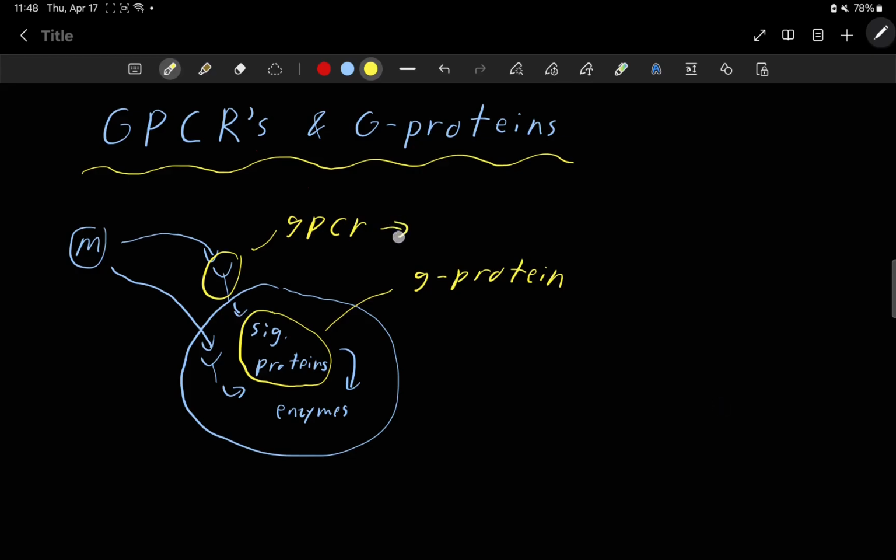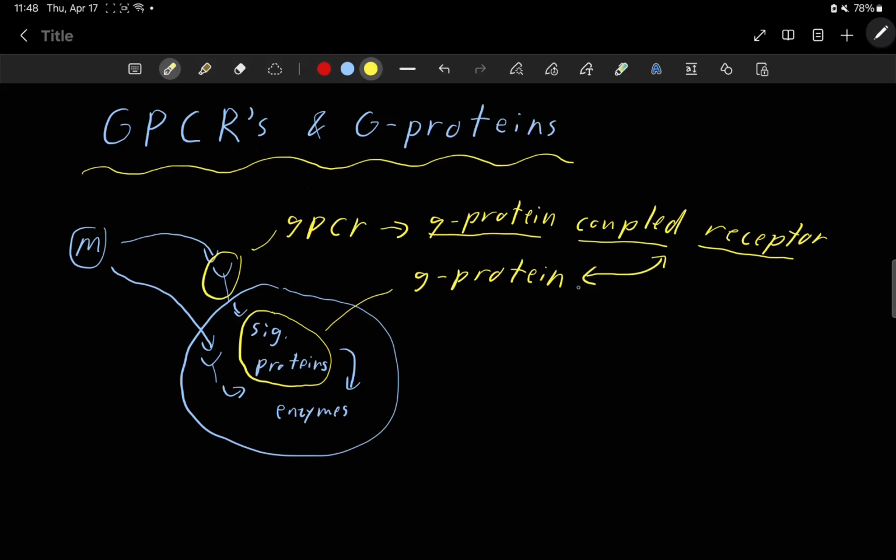Now, what GPCR actually stands for is G protein coupled receptor. So as the name suggests, it's a receptor which is coupled and interacts and works with G protein. So these two act as a pair.